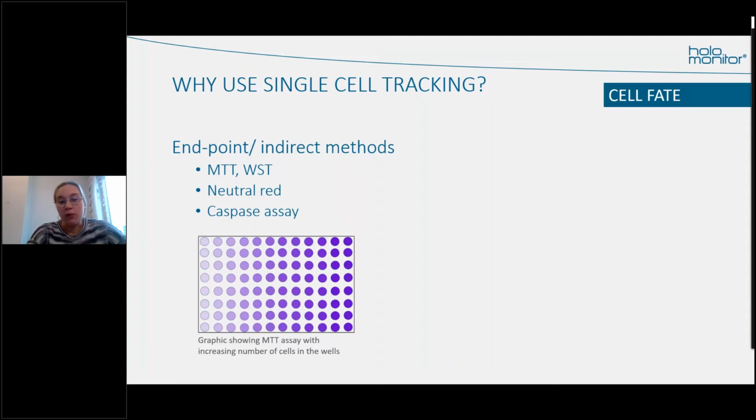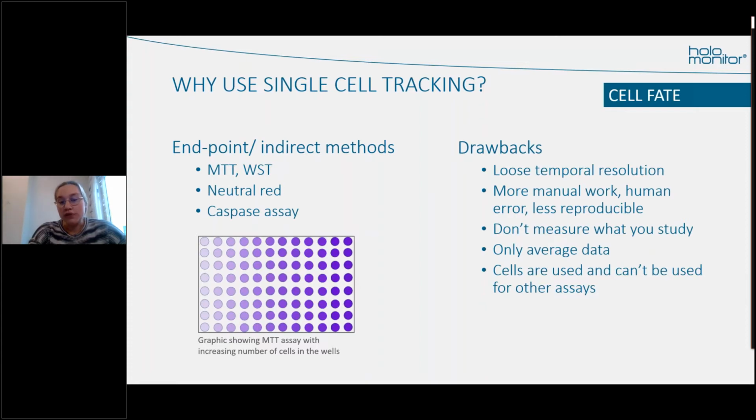This experimental setup comes with a range of drawbacks. First of all, the researcher loses information on what's happened to the cells between the measurements. That is, they lose the temporal resolution. Secondly, these methods require quite a lot of manual work, and this could introduce the risk of human errors, which could lead to less reproducible results. Thirdly, many of these assays are indirect methods. That is, they don't measure what you actually want to study. For example, MTT measures the mitochondrial activity, but is used to correlate cell proliferation.